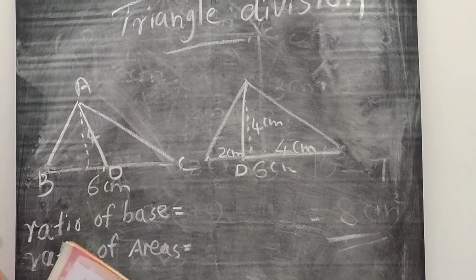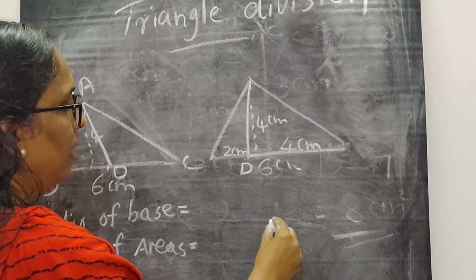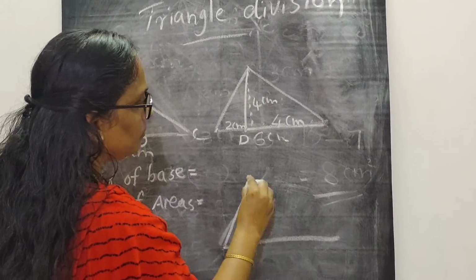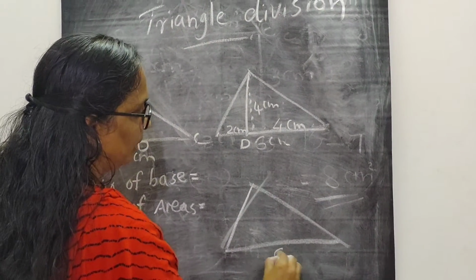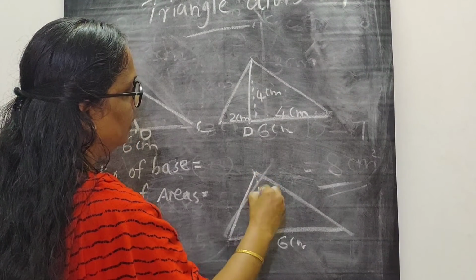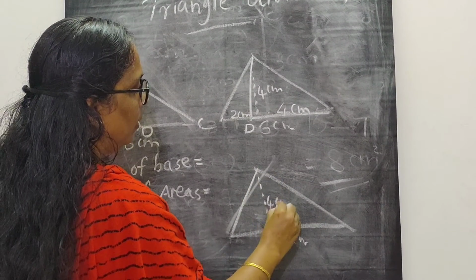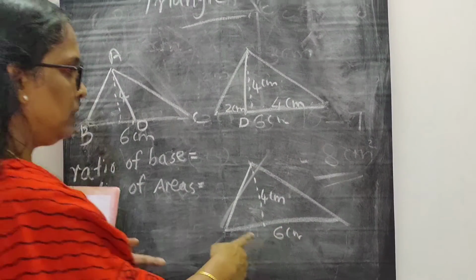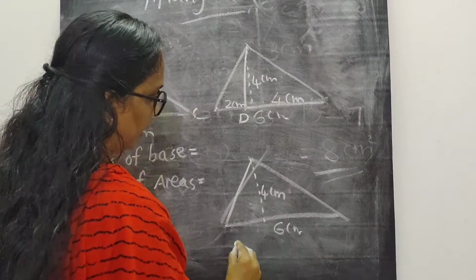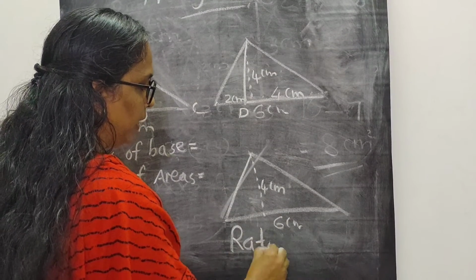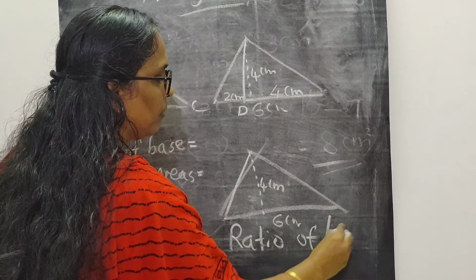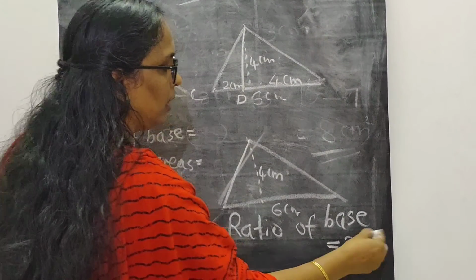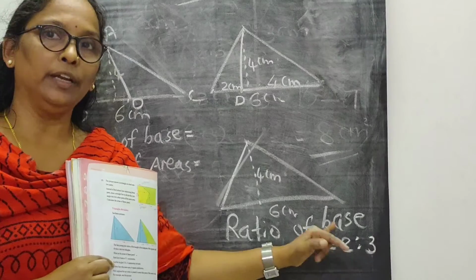And one more question, and here again I am dividing the same triangle into two parts. Here the base is 6 centimeter, here it is 4 centimeter. Now I am taking the ratio of the base as 2:3. The ratio is given here as 2:3.